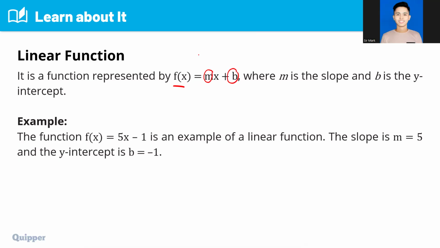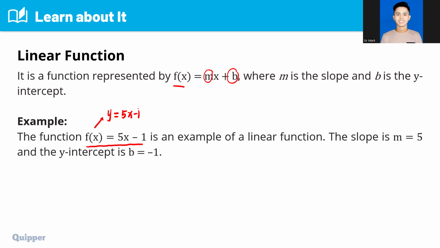For example, in the function f of x equals 5x minus 1, this is an example of a linear function. How can we tell that it is a linear function? First, we have this symbol, f of x representation. F of x is also equivalent to y. So that means we can also rewrite this function as y equals 5x minus 1.